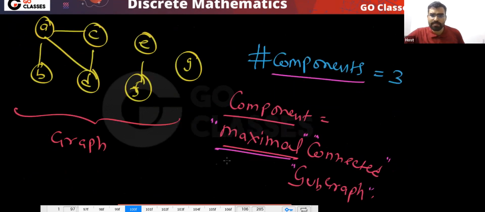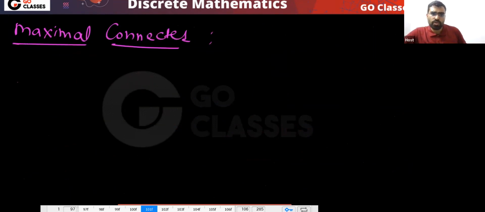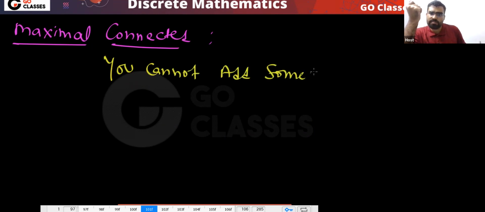Maximal. What is the meaning of maximal? Maximal means you cannot add something more. Maximal connected, what does it mean? It means you cannot add something more while keeping it connected.